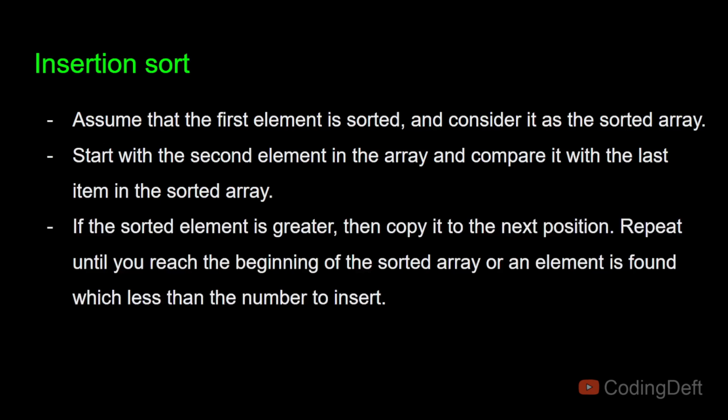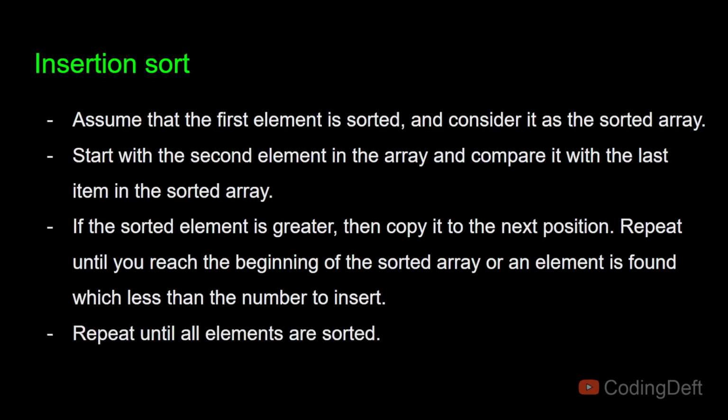So when we compare, if the sorted element is greater than the element we are comparing, then what we do is we copy the sorted element to the right of it. And we repeat this step until we find a number which is less than the number we need to insert, or we reach the start of the sorted array. So if we reach the start of the sorted array, then we insert it at the beginning of the array, or else if we find an element which is less than the number to insert, then we insert it to the right of that number. So we repeat this step until the whole array is sorted.